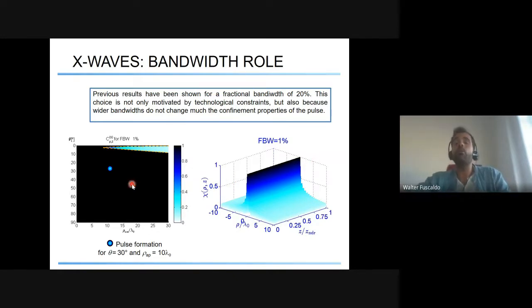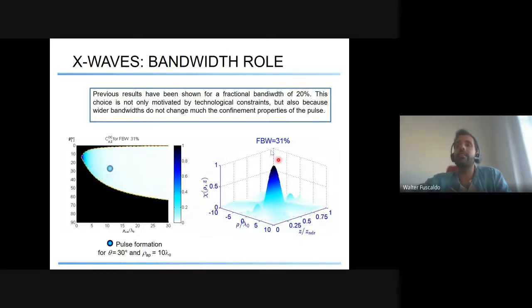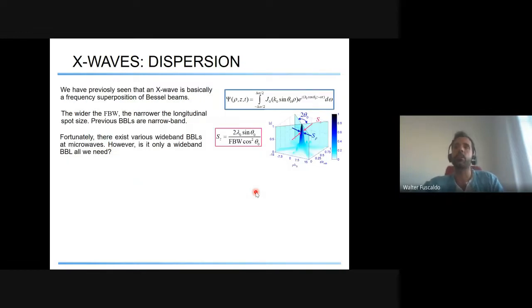But if we now increase the fractional bandwidth, we see that the pulse will start to squeeze along the longitudinal direction. And we can see that as the fractional bandwidth is larger than about 20%, the pulse is very well confined and doesn't increase the confinement much. So this gives us a rule of thumb to determine the required fractional bandwidth for a microwave device to generate a pulse that is actually confined.